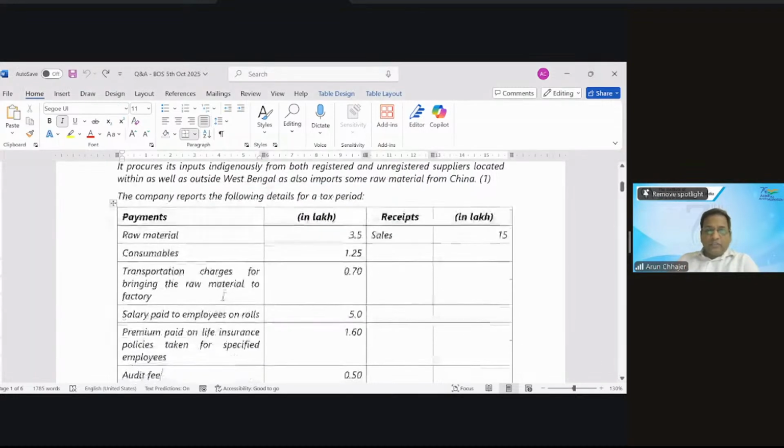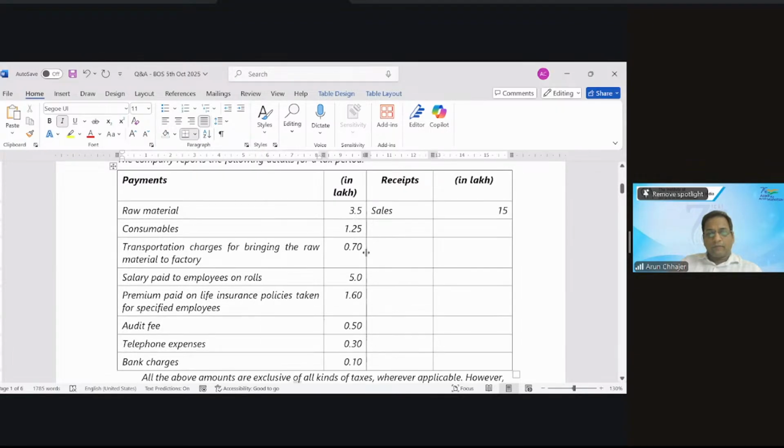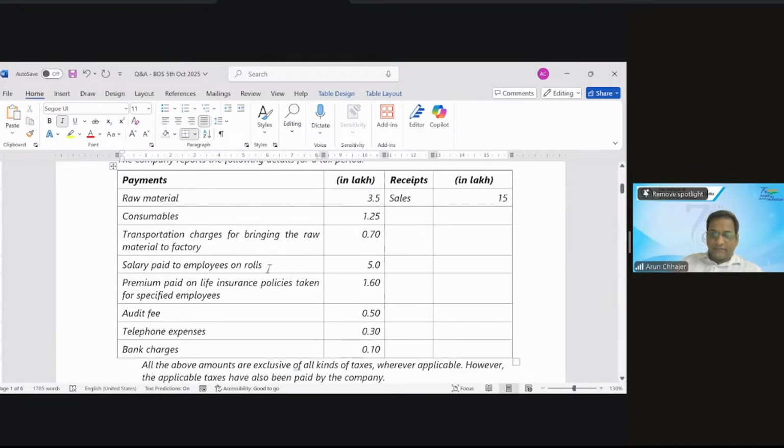Now, these are the details. The raw material is 3.50 lakh, consumables 1.25 lakh, transportation charges for bringing the raw material to the factory is 70,000, salary paid 5 lakh, premium paid 1.60 lakh, audit fees 50,000, telephone 30, and bank charges 10,000.